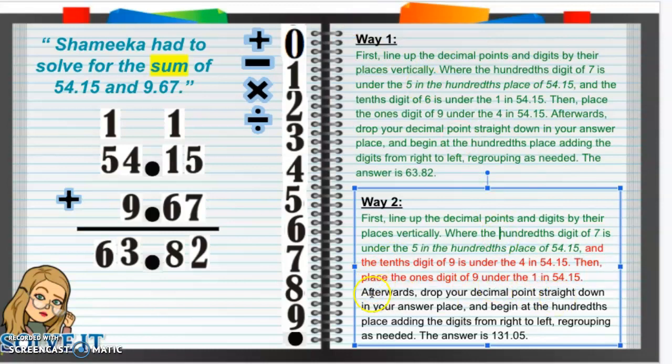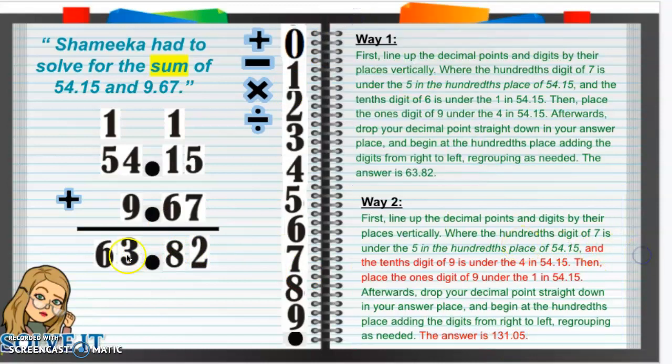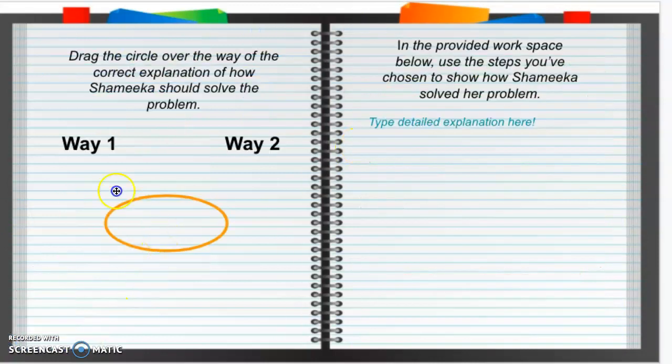Afterwards, drop your decimal point straight down in your answer place. Yes, we did that. So way 2 is not completely wrong, but some parts of it will make the whole thing wrong. And then begin in the hundredths place, adding the digits from right to left, regrouping as needed. Yes, indeed, that's what we did. So not all parts of it are wrong, but it does make our answer incorrect because it says the answer is 131 and 5/100ths. That's not what we got. So they mislined up their decimal points. So we found out that way 1 is correct here.